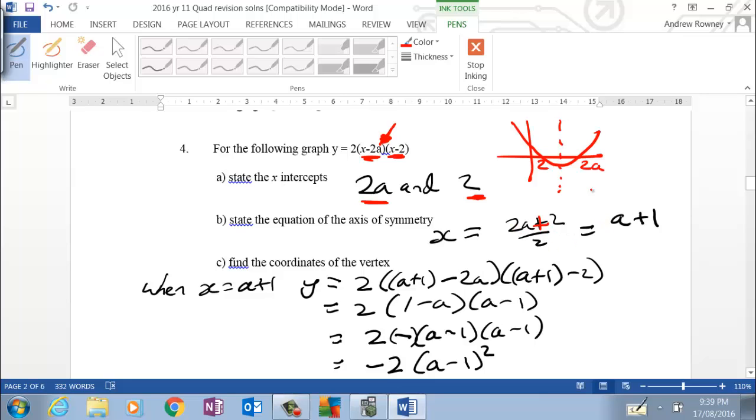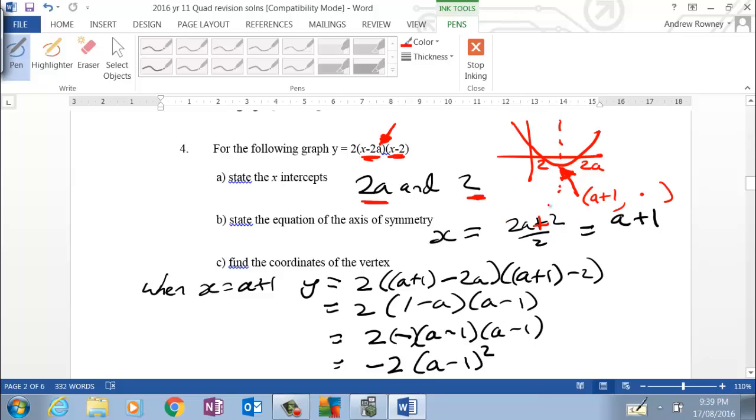So that will give a plus 1. That's your axis of symmetry. Find the coordinates of the vertex. Well, the vertex is here, and that lies on the axis of symmetry, so we know the x-coordinate. It's a plus 1, but it's a plus 1 comma something. We need to know the y-coordinate.